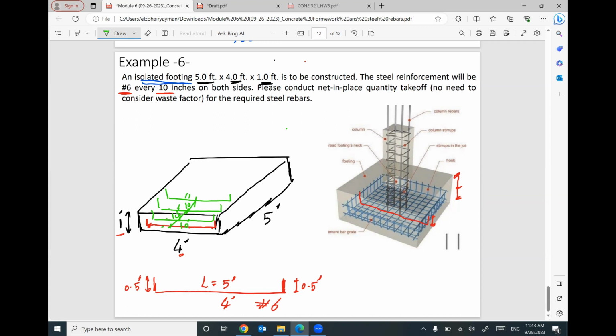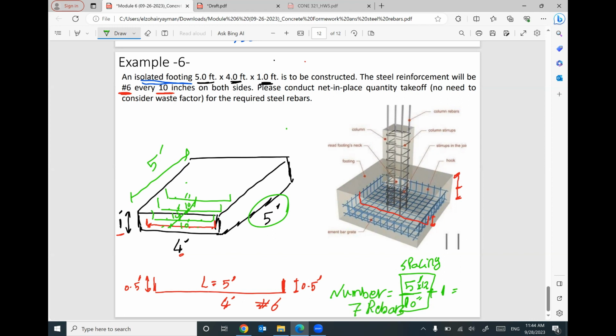If you would like to figure out how many of this steel rebar, the number will be 5 feet divided by 10 inch plus 1. Why? Because the 10 inch is repeated along the length of 5 feet, which is this direction. So this 5 feet will be multiplied by 12 to be converted to inch, divided by 10 inch. But this division will give you how many spacings. The actual number of your rebars will equal the number of spacings plus 1. Does that make sense? So 5 feet times 12 divided by 10 plus 1. That means I will need 7 rebars with total length equal 5 feet repeated in this direction.